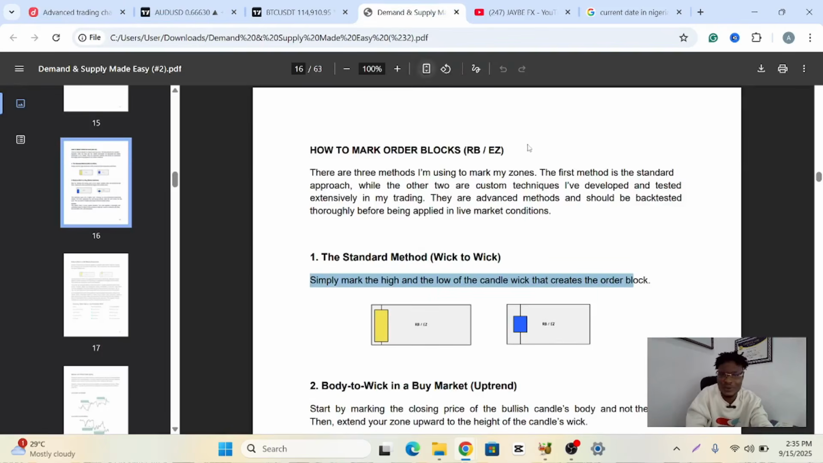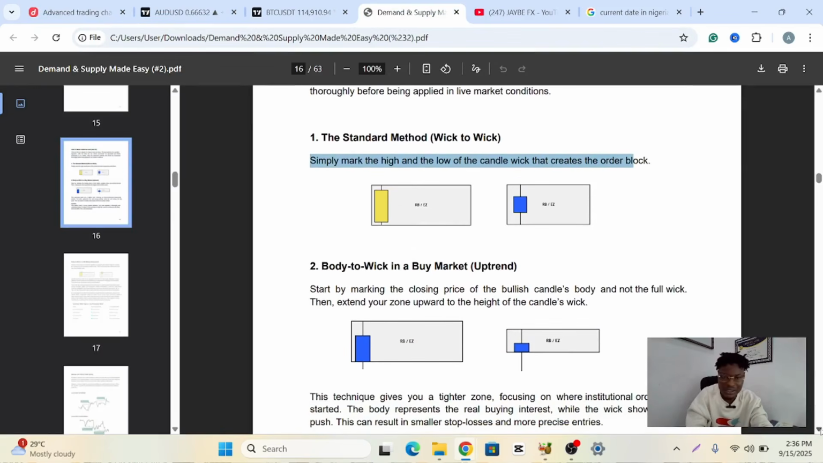Now, the second scenario states, let me read from the book so you know that I'm speaking from my experience and directly from the book. The second one is body to the wick in a buy market. This is a buy market, body to the wick in a buy market. Start by marking the closing price of the bullish candle's body. If you're in an uptrend, you know the sell candle is what you're marking, not the wick.